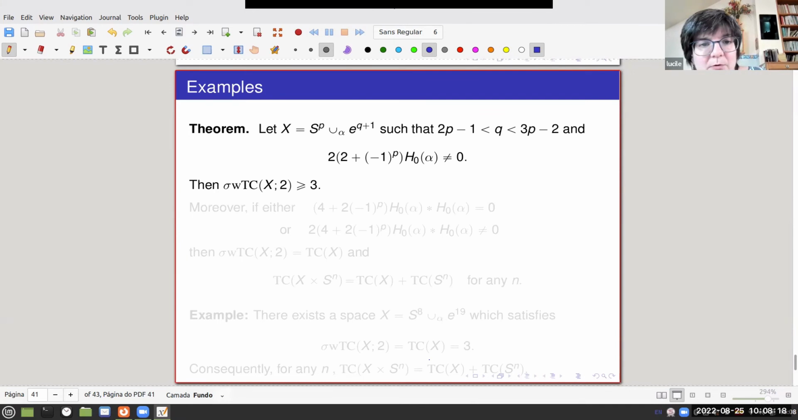Okay, and now using again the result on the Hopf invariant, we can describe a class of spaces which will satisfy the complete equality for any N. So again, this is a two-cell complex in the same condition as before, but now the first condition on the Hopf invariant will be multiplied by two. Okay, so we will ask that two times what we have seen before must be different from zero. And then in this condition, we can conclude that this sigma weak TC is greater than or equal to three.